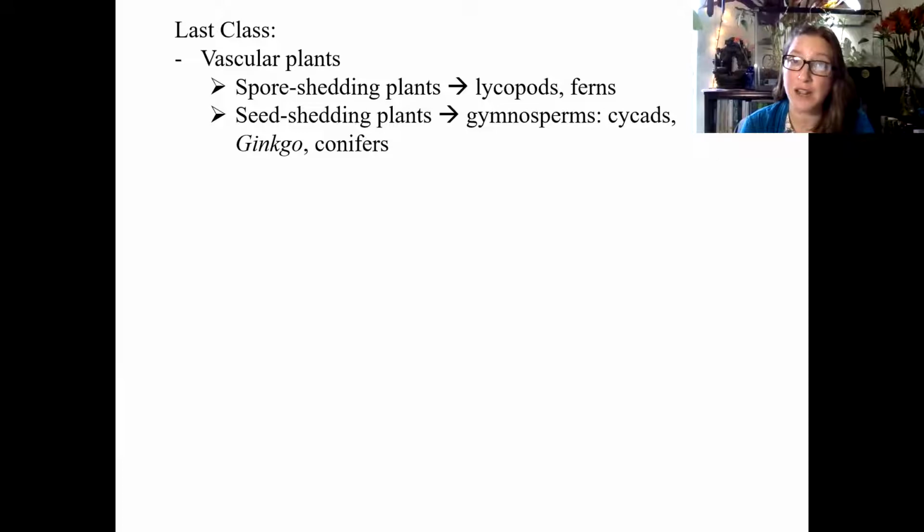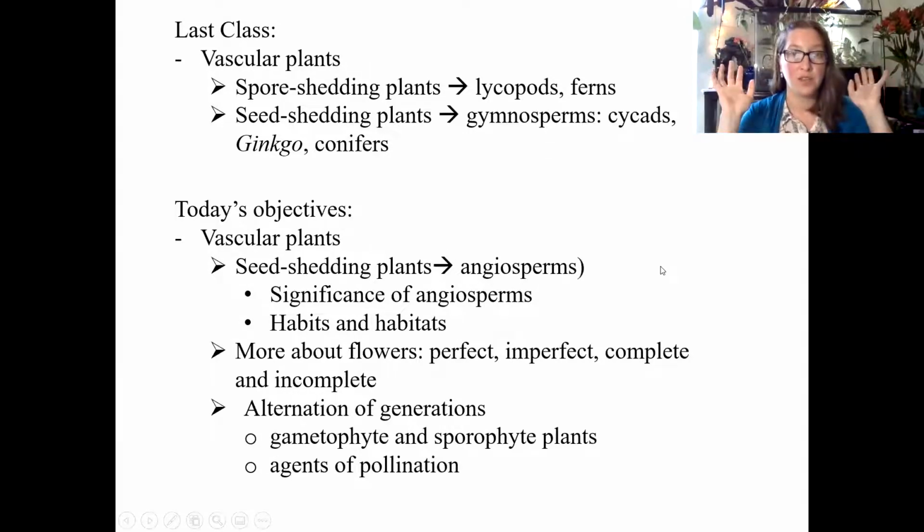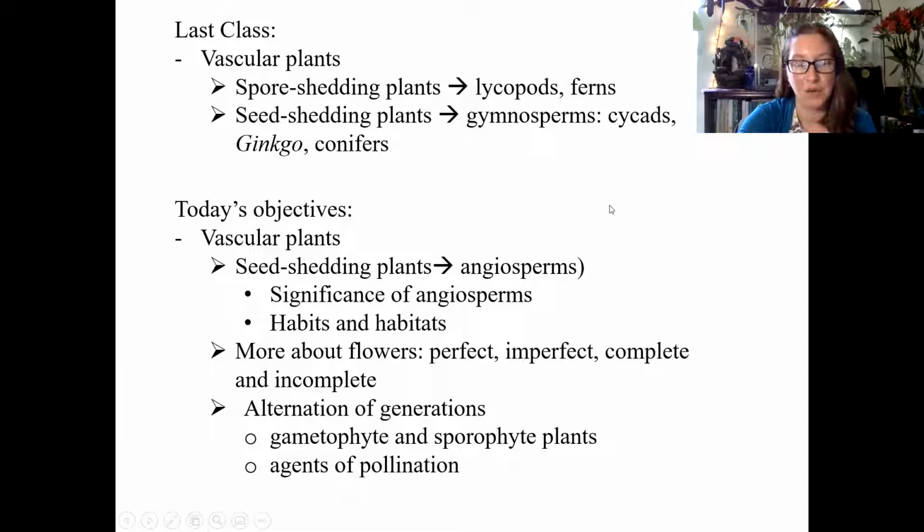We did the seed shedding plants, some of them, the gymnosperms, including cycads, ginkgos, and conifers. All of these things are vascular plants, which means the sporophyte plant is dominant, right? In all of these: lycopods, ferns, and the gymnosperms. And today we're going to finish the course out by finishing the last of the vascular plants, which are the seed shedding plants, the angiosperms.